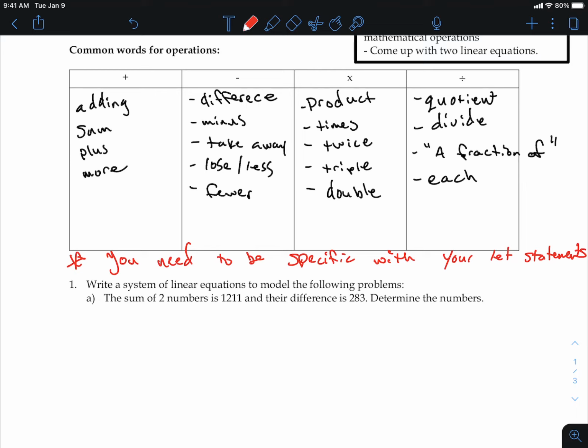Okay, hopefully, so we've got 4 more lessons after this one, and each of them are just word problems, different kinds of word problems.